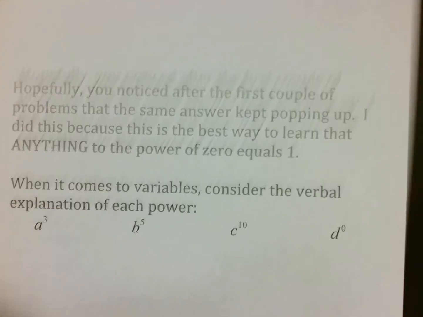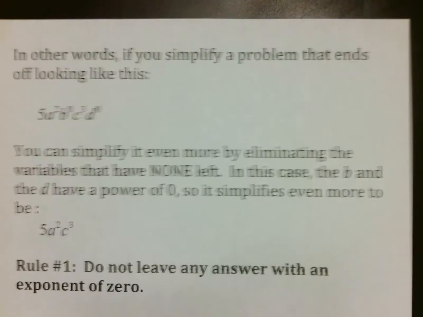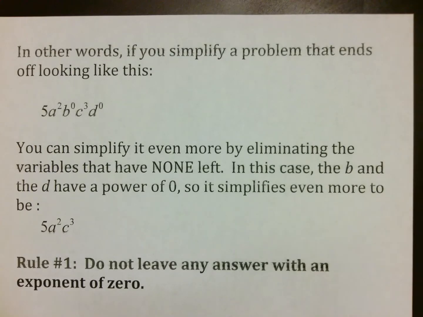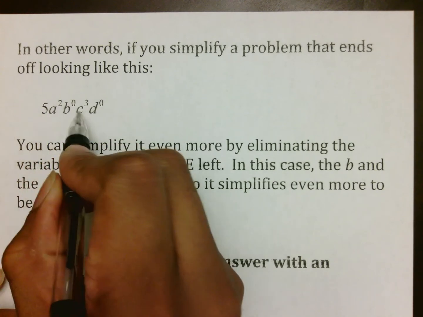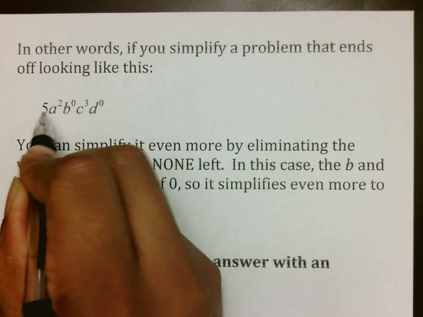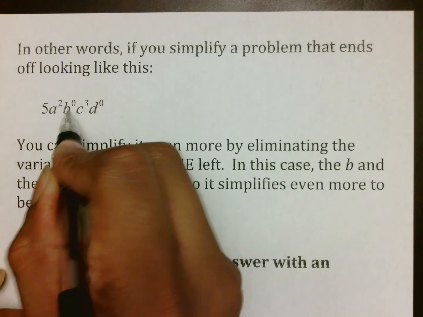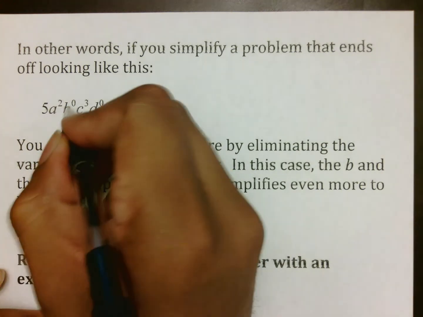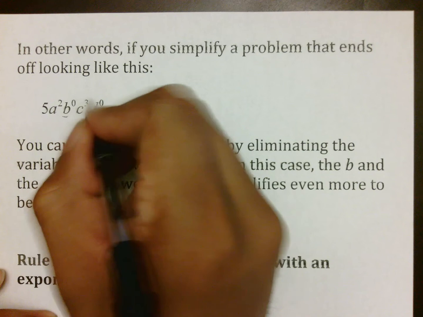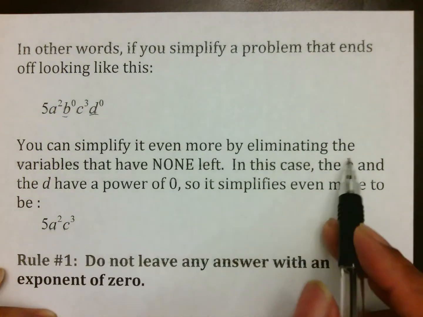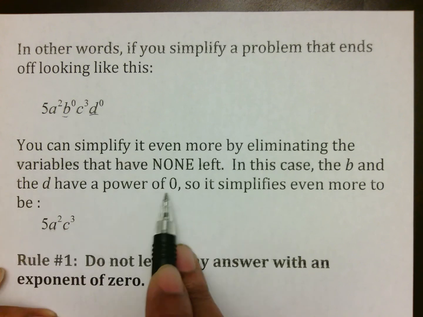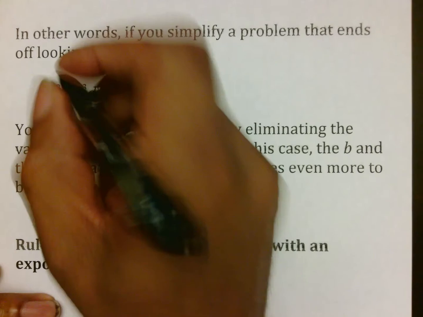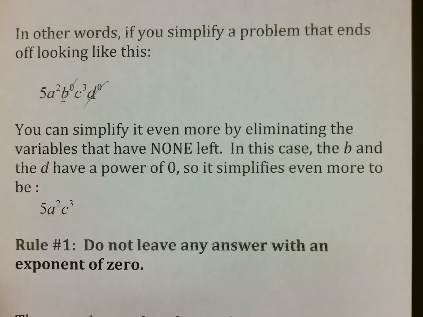So think about that. If you're ever going to simplify a problem that ends up looking like this, if you have 5 A to the 2nd, B to the 0, C to the 3rd, D to the 0, what that means is you have a 5, 2 A's, 0 B's, 3 C's, and 0 D's. Well, why would we write those two if they aren't there? So you can simplify it even more by eliminating the variables that have none left. In this case, the B and the D have a power of 0, so you cross those two out and rewrite without those two letters as 5A squared C to the 3rd.